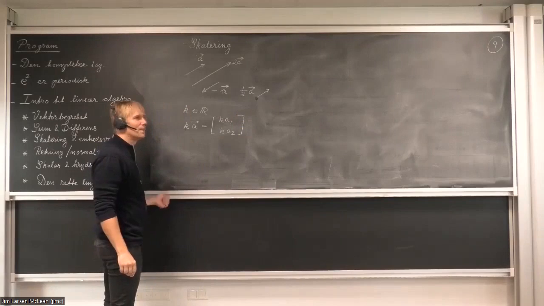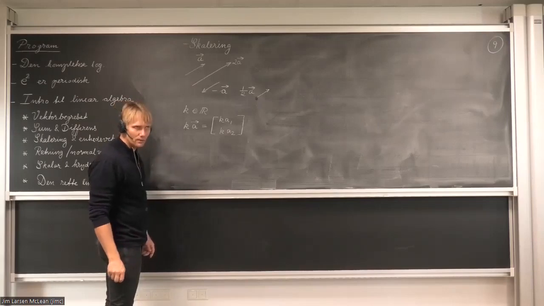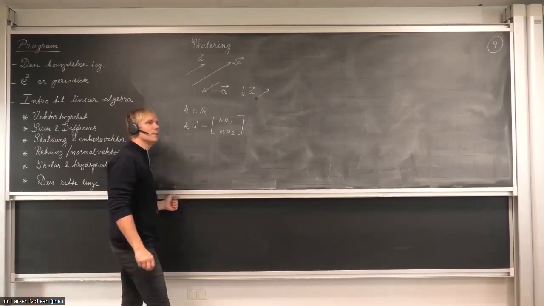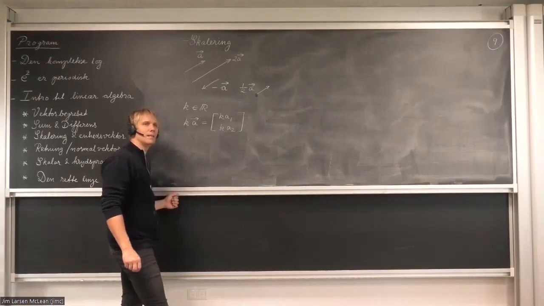If k is greater than 1, then the vector has become longer. If k is between 0 and 1, then the vector has become shorter. If k is between 0 and -1, the vector has become shorter, but it's pointing in the opposite direction. And if k is less than -1, then it's longer, but points in the opposite direction. Are you all following this?